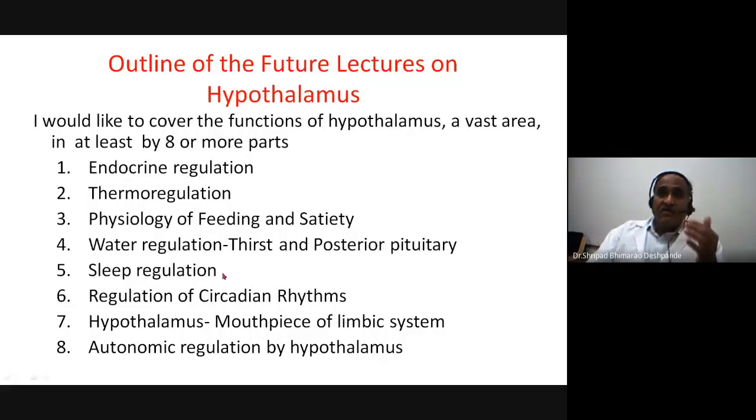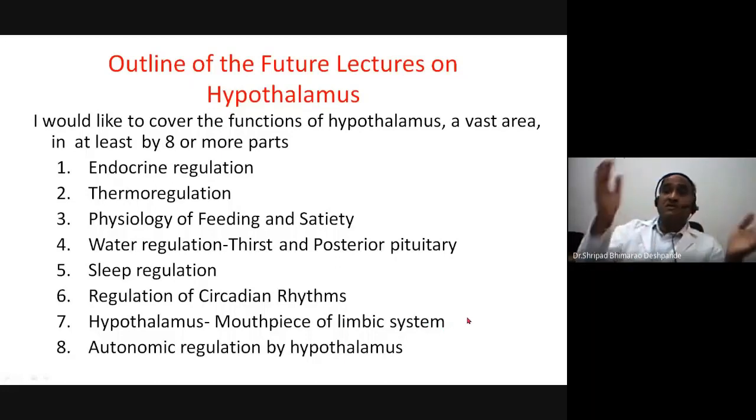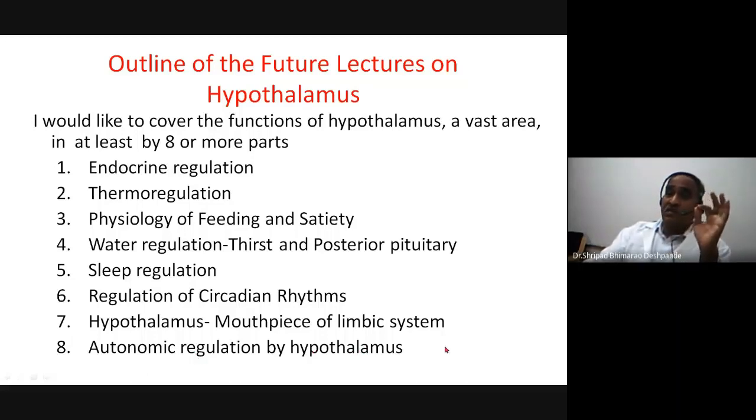And then another homeostatic, cyclical regulatory mechanism is sleep regulation, maintaining the daily wakeful and non-wakeful states. Then regulation of the circadian rhythms, governing not only the diurnal variations but also the ultradian variations. Then the hypothalamus as a mouthpiece, or an output, of the limbic system, because all the limbic functions are associated with the hypothalamus. And eighth is autonomic system regulation by the hypothalamus.